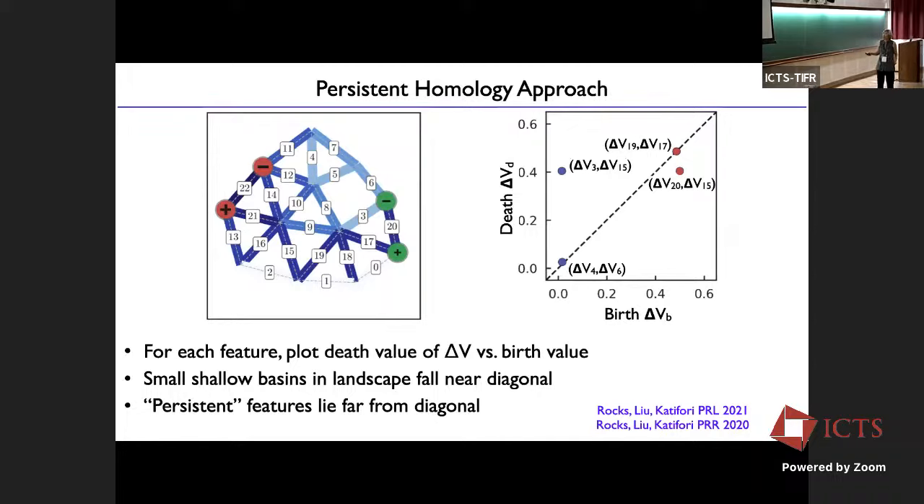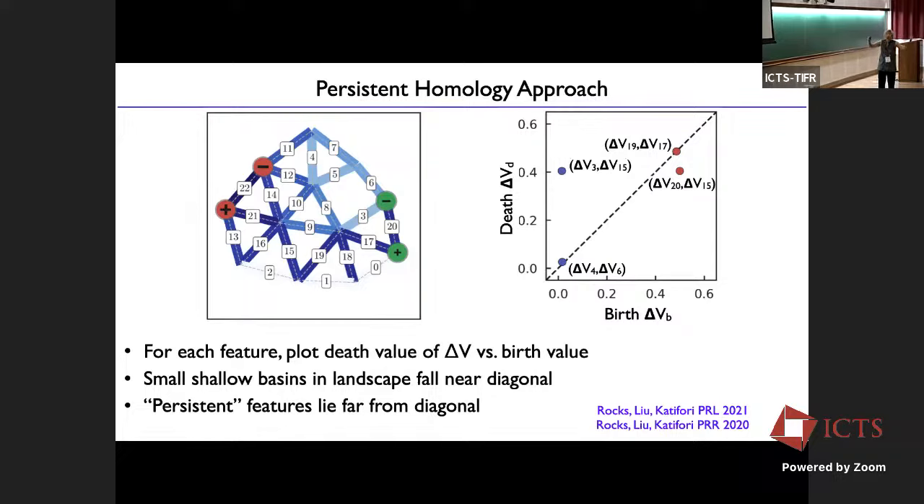So here I plot the voltage drop at which a feature was born, and here I plot the voltage drop at which it died. Okay, so the one at delta V4 died at delta V6, one at delta V3 died at delta V15. And this is important because the further away it is from this diagonal, that means the more edges were added between birth and death, the bigger the voltage difference between birth and death, and the more topologically significant it is, the more robust it is to noise. So that's the idea, that features that are far from the diagonal are more robust topological features.